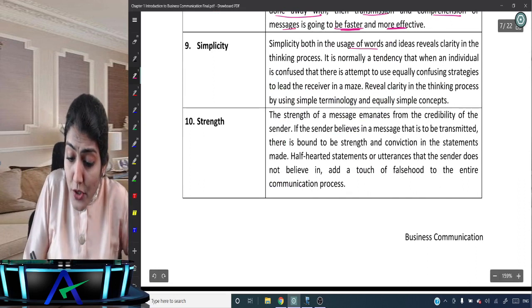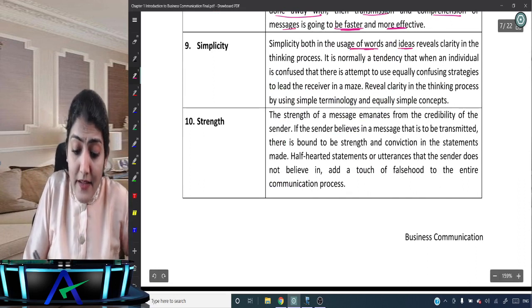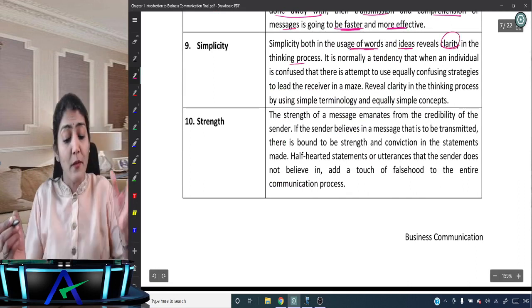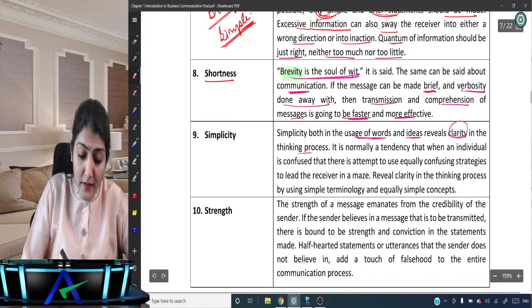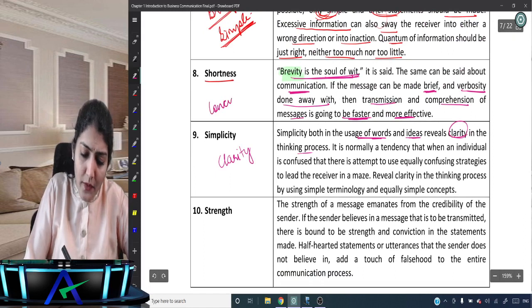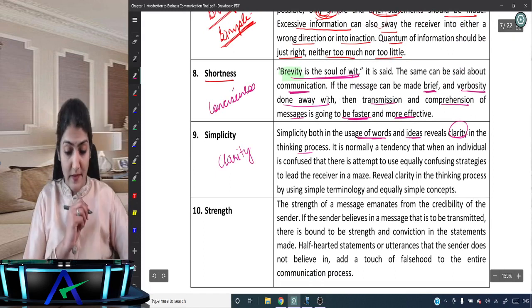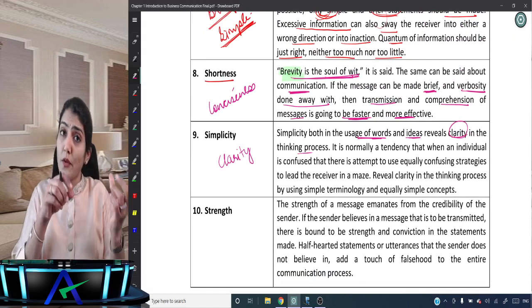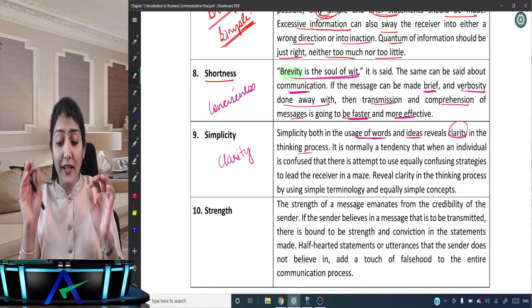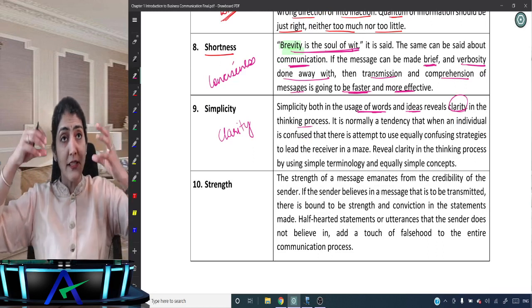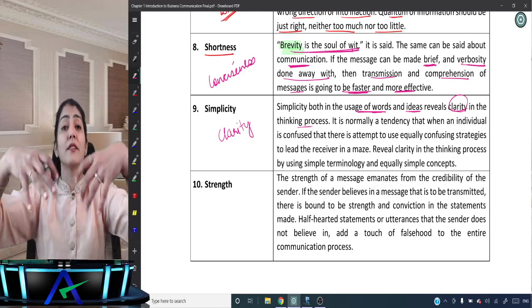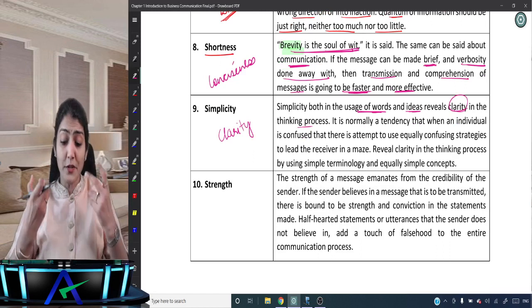Simplicity, both in the usage of words and ideas, reveals clarity in the thinking process. So what comes along with shortness is conciseness. What comes with simplicity is clarity. Right? So this I can correlate with conciseness. So if there is clarity in your mind, then you can transmit that clarity to the receiver, right? To the decoder.